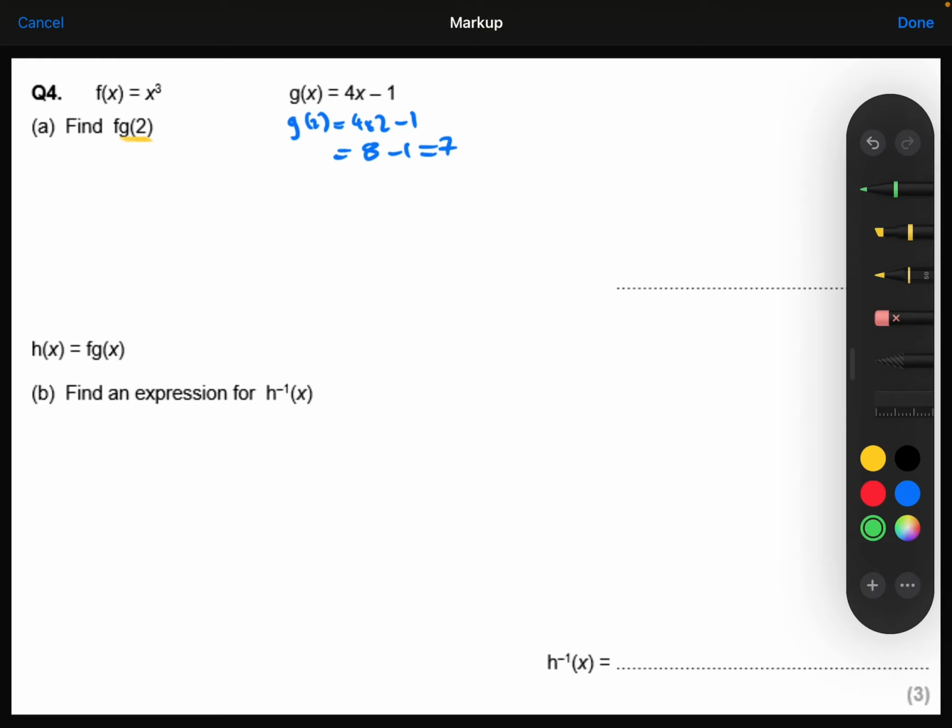We're now going to substitute the 7 into the f function. So we'll have f of 7 is equal to 7 cubed, which is 343.